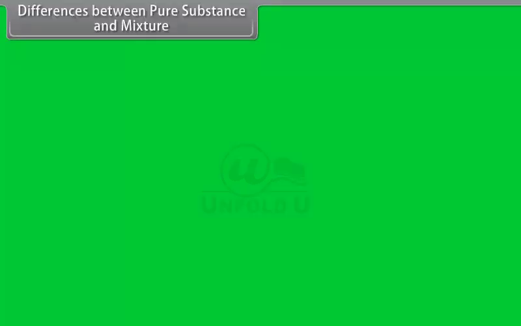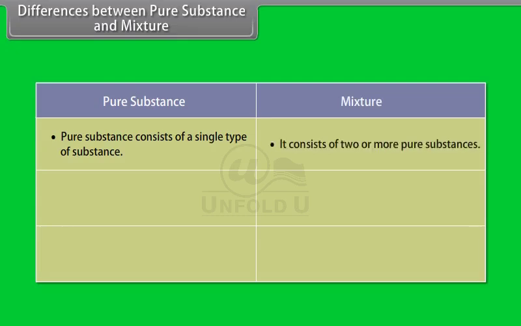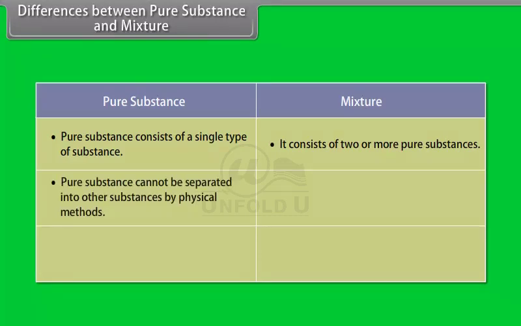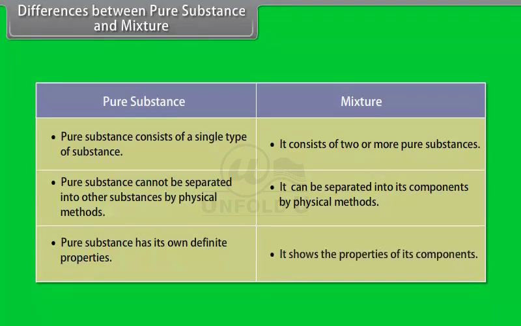Differences between pure substance and mixtures. Pure substance consists of a single type of substance, whereas mixtures consist of two or more pure substances. Pure substance cannot be separated into other substances by physical methods, but mixtures can be separated into its components by physical methods. Pure substance has its own definite properties. Mixture shows the properties of its components.